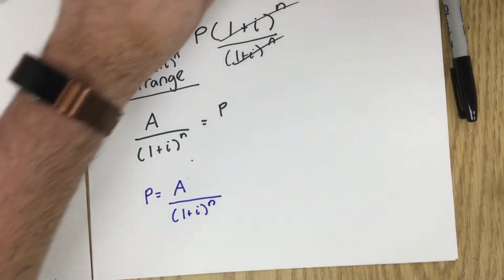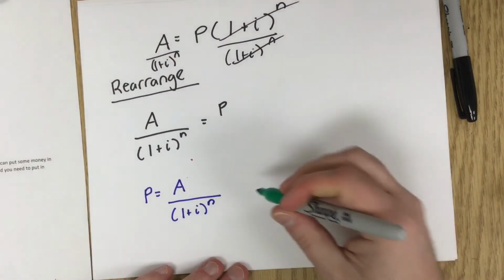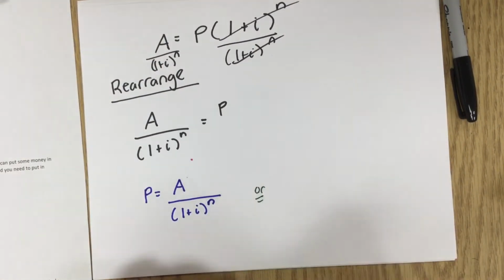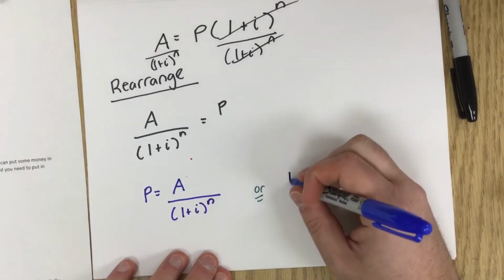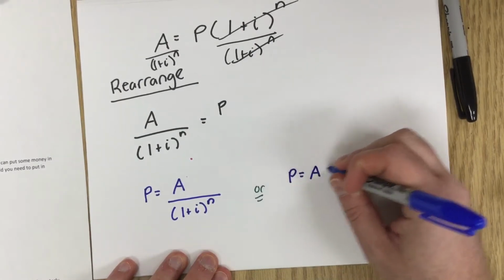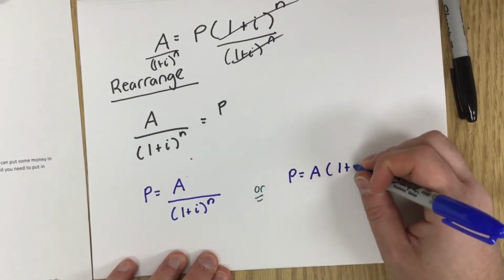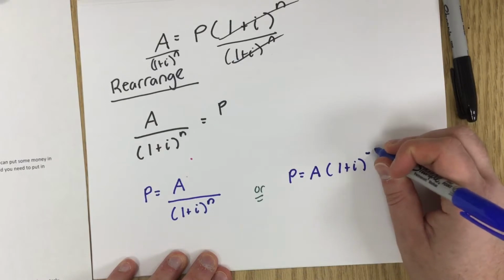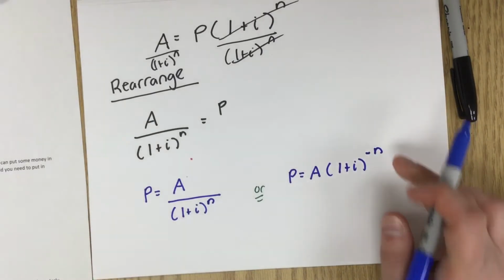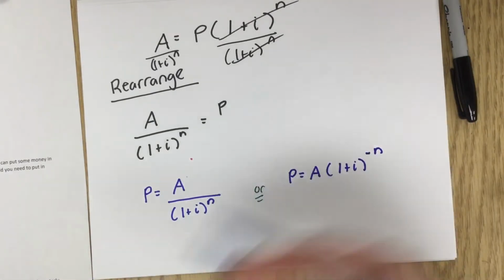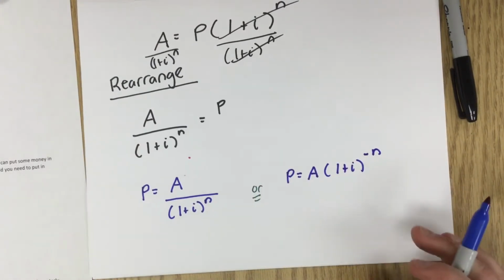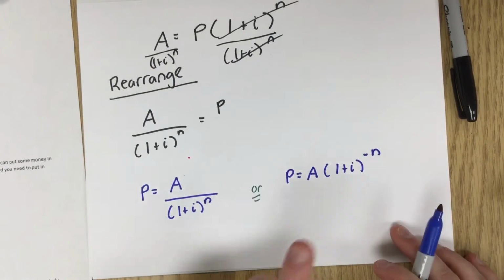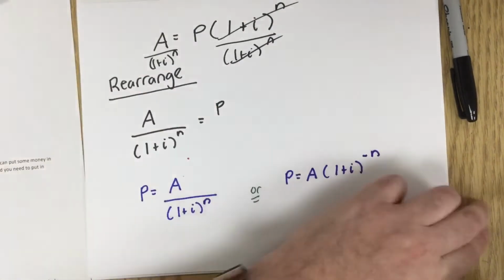Or, there's the super cool way of writing it. It'd be 1 plus i to the negative n, because a negative exponent brings that to the bottom of the fraction. And they're both reasonable ways of writing the formula. I'm going to pretty much use this one though, because it's better.